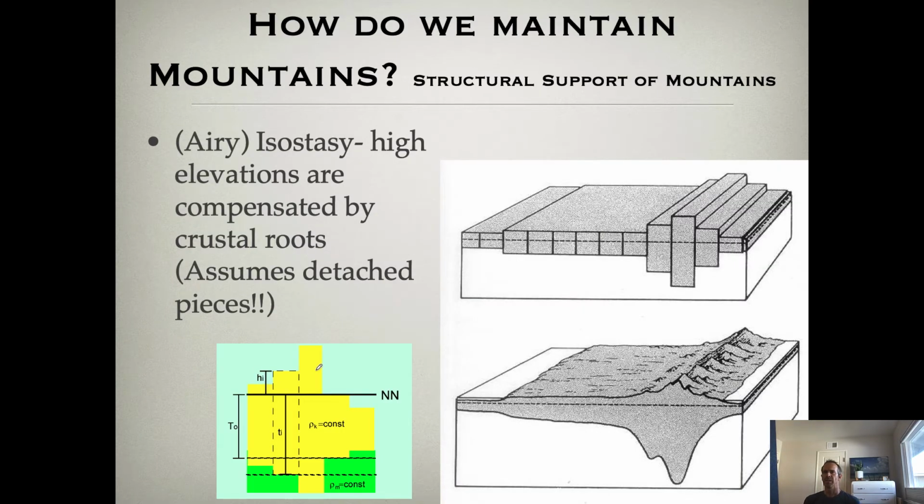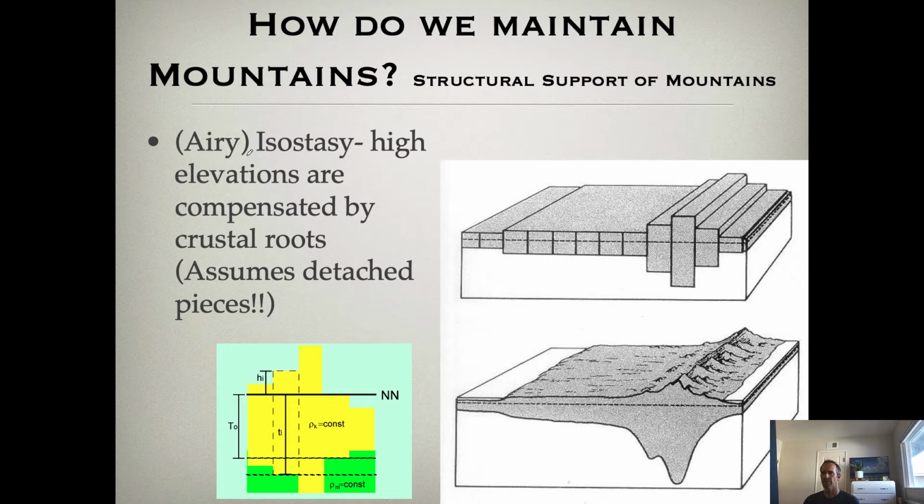So how do we maintain those mountain ranges? How are those large mountain ranges held up? There are two different types of what we call isostasy, and isostasy is the balance of gravitational forces versus buoyancy that determines how high something floats. We can think about isostasy as an iceberg floating on the ocean, or in this case, crust sitting on top of a denser mantle beneath.